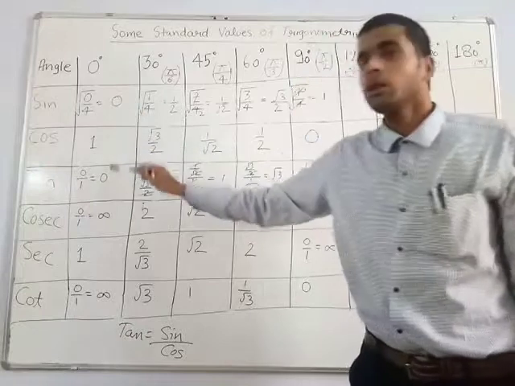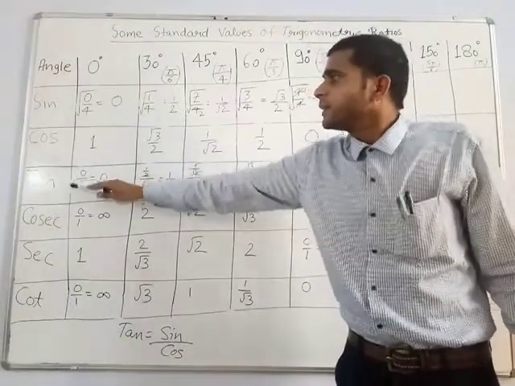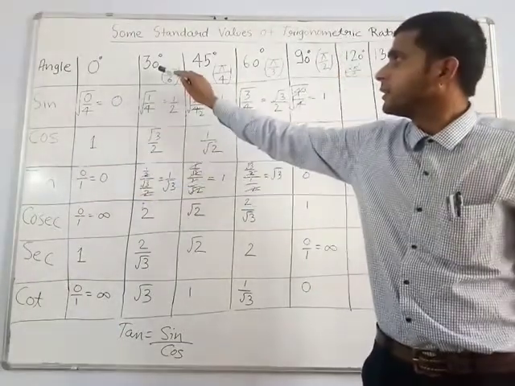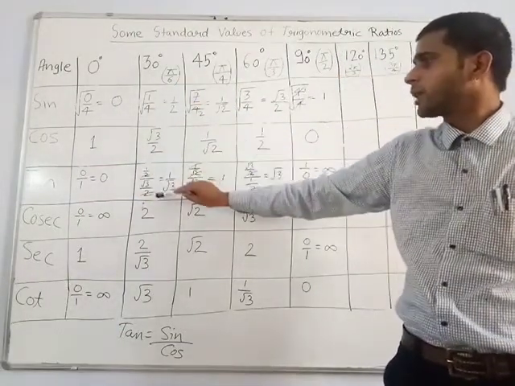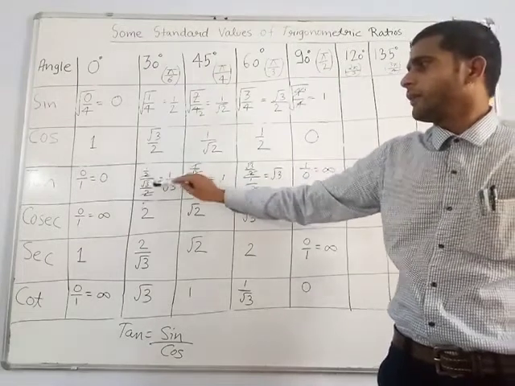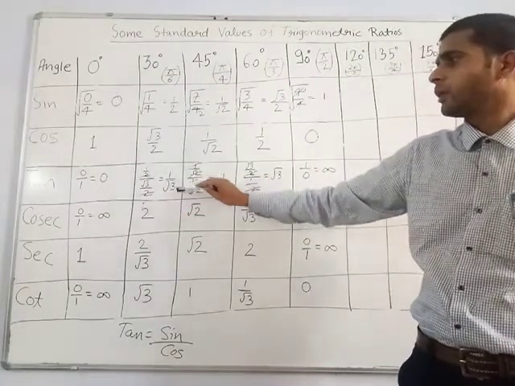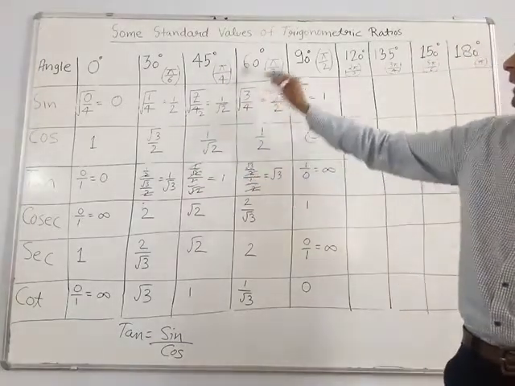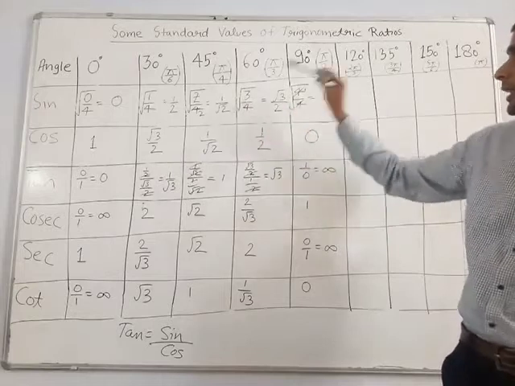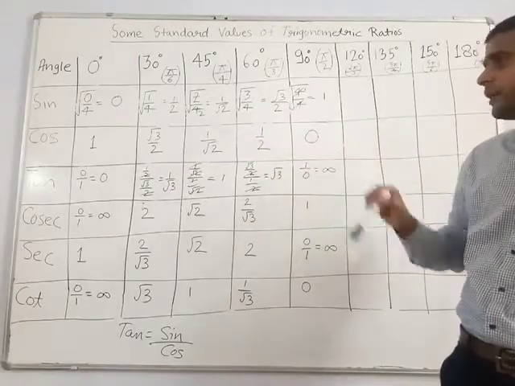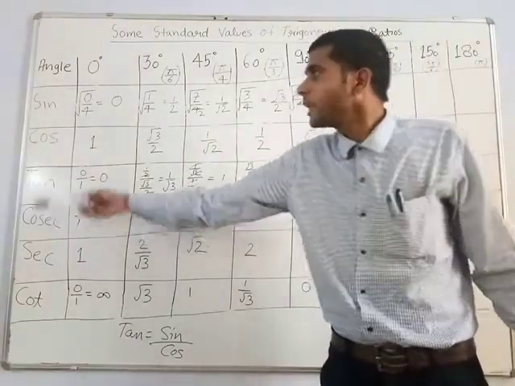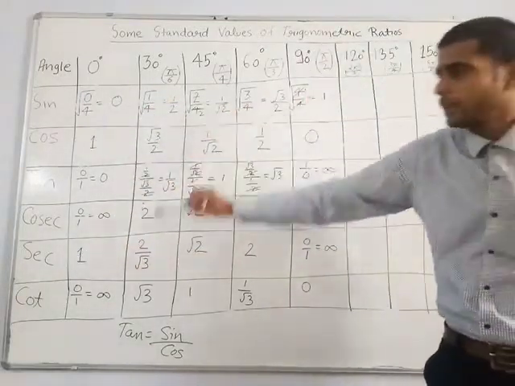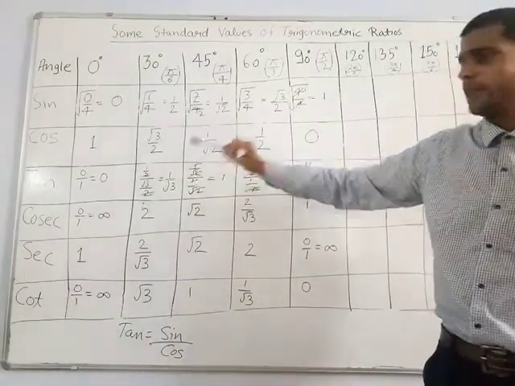Tan theta is sin upon cos. So tan 0 is sin 0 upon cos 0, 0 upon 1 equals 0. Then tan 30 is sin 30 upon cos 30, 1 upon 2 divided by root 3 upon 2. You have to solve it to get 1 upon root 3. Tan 45 is sin 45 upon cos 45. Then tan 60 is sin 60 upon cos 60. Then tan 90 is sin 90 upon cos 90. Cosec is the reciprocal of sin, sec is the reciprocal of cos, and cot is the reciprocal of tan.